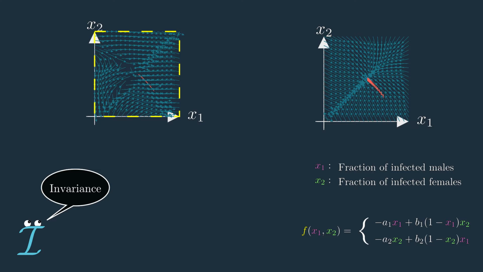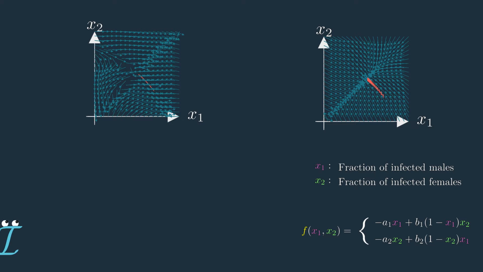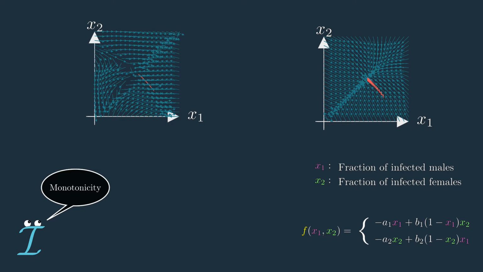Let's consider a last side information. So here the side information is telling me monotonicity. And actually for me to explain this to you, it will be easier for me to tell you why the learned vector field does not satisfy this side information. So let's say I fix the number of infected males to 40%, okay? So I am on this vertical line.